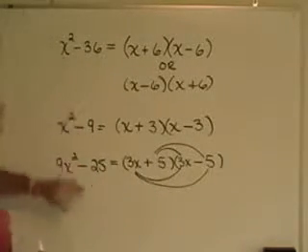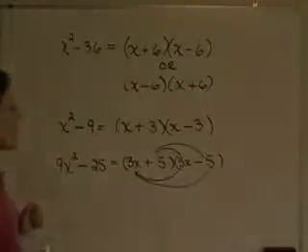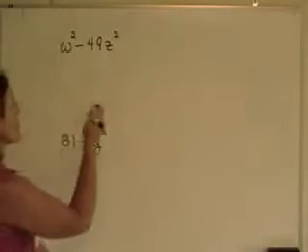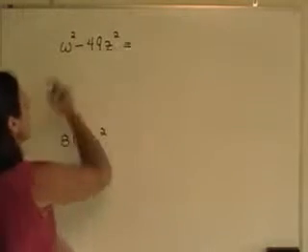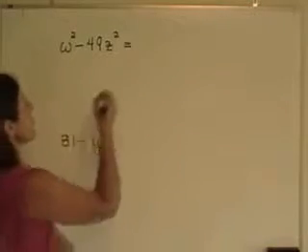Factoring the difference of squares is a fairly easy problem. It's one that we all do quite well with. Problems involving differences of squares. Just wanting to throw a couple of variables in here. I have w squared minus 49z squared.